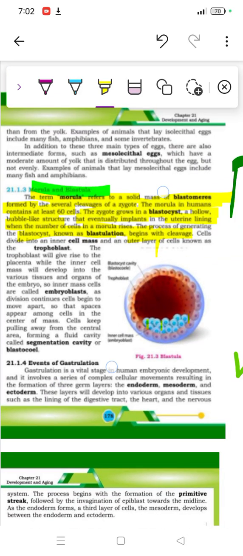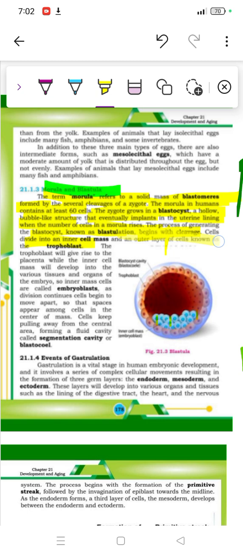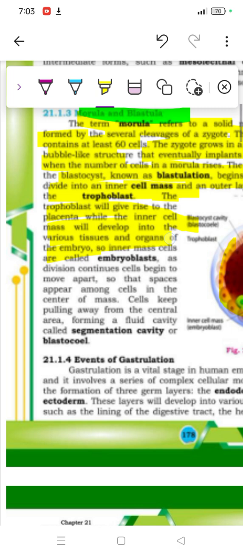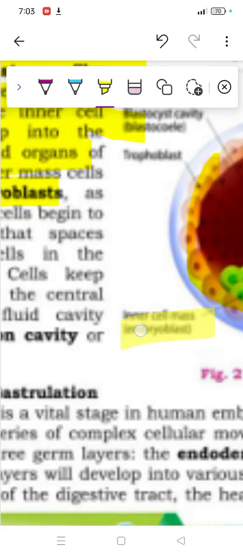Okay, then comes the cell dividing into the inner cell mass and the outer cell mass known as the trophoblast. So the outer is trophoblast, and the inner is the inner cell mass. Then the trophoblast will give rise to the placenta, while the inner cell mass will develop the various tissues and organs. They're telling about the function of the trophoblast, which will give rise to the placenta, while the inner cell mass helps in developing tissues and organs of the embryo. So the inner cell mass is also called the embryoblast. It's mentioned here but not mentioned in the picture, maybe, or I think this is the embryoblast.